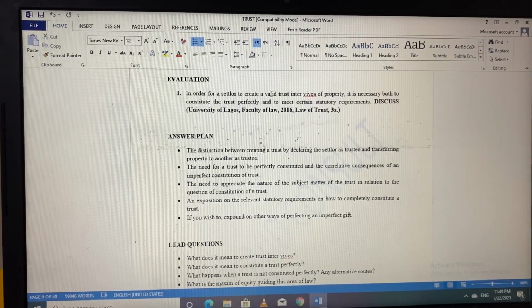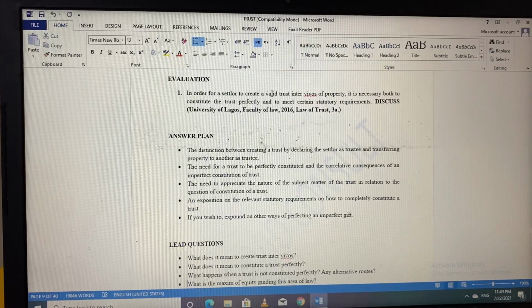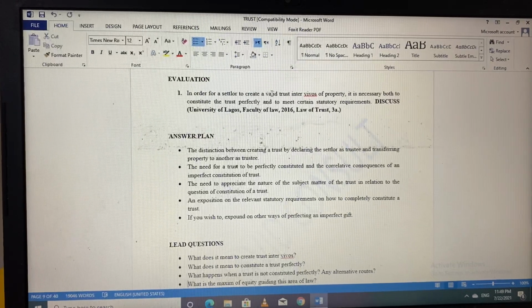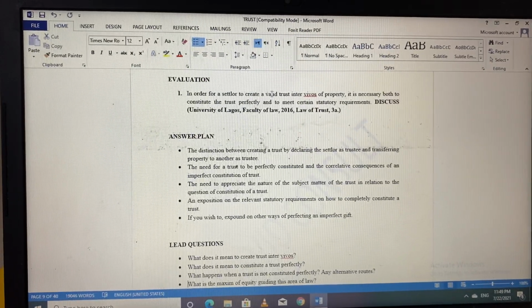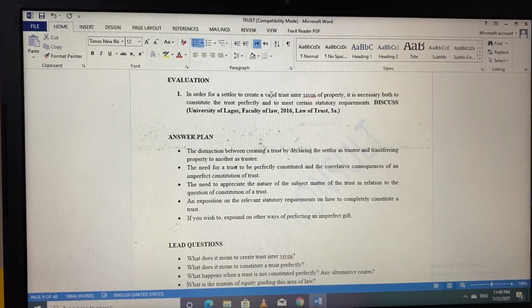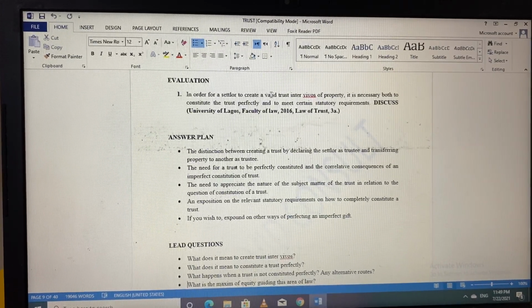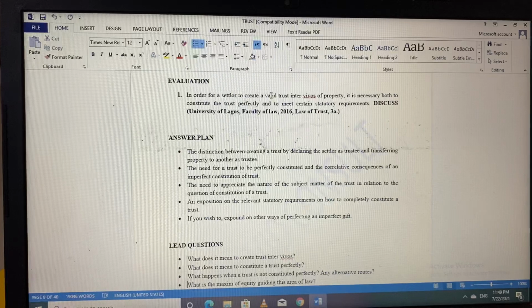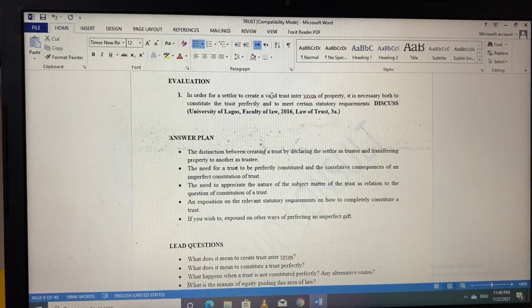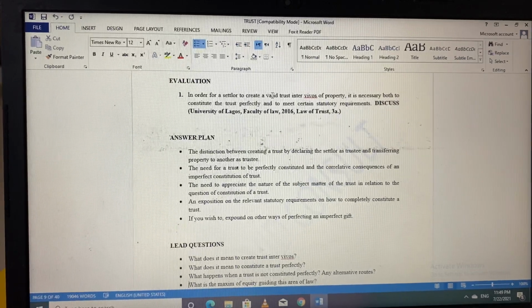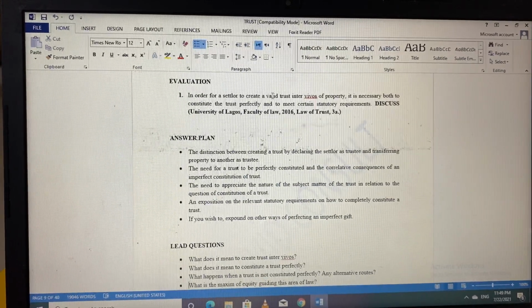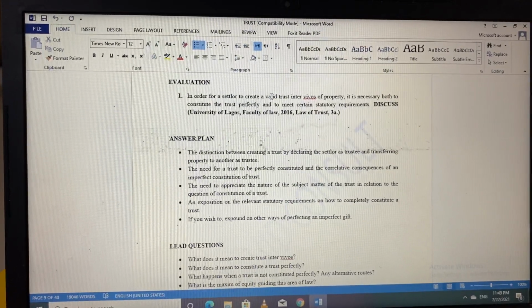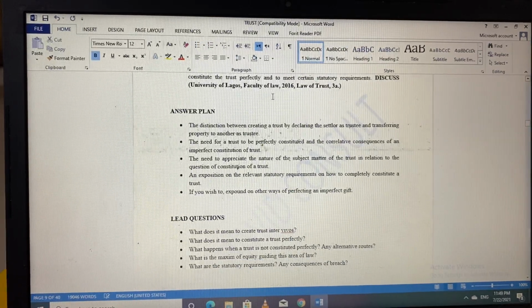Now it says for the trust to be valid, it is necessary both to constitute the trust perfectly and also to meet certain statutory requirements. So this question is basically asking us to discuss what it means to constitute a trust perfectly, and what it means to meet certain statutory requirements, and what connection these two conditions or requirements or criteria have with the issue of the validity of a trust intended to be created or set up inter vivos.